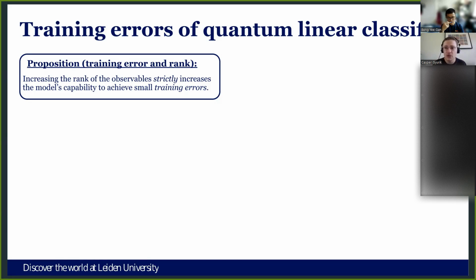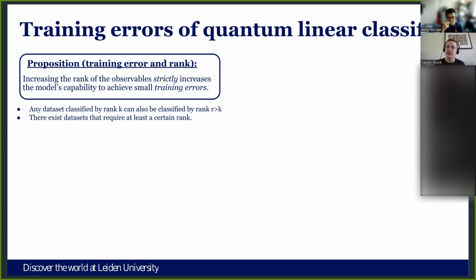Very vague term, but what do I actually mean? We mean that any data set that can be classified by a certain rank can also be correctly classified by a strictly larger rank. So notice that I'm not cheating with a smaller-or-equal, it's really a strictly larger rank. So you're not losing expressivity by increasing the rank. And there exist data sets which really require you to have at least a certain rank of observable.